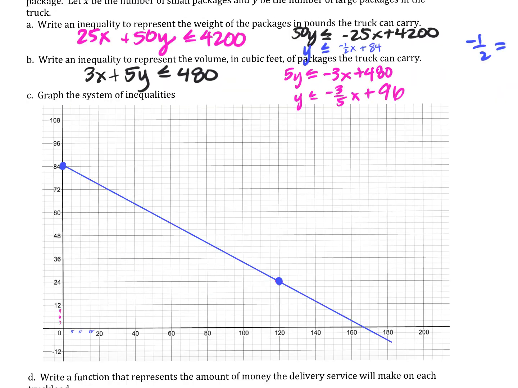Did I give you a nice graph, you guys? Yes. You're welcome. I love you. Okay. 96 is my y-intercept. We need a slope of negative 3/5. Is that convenient? Yes. Didn't this y-axis go up by 3s and my x-axis go up by 5s? Yes. You're welcome. I love you so much.